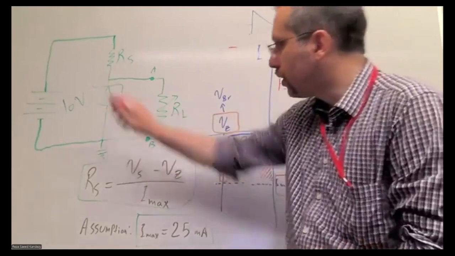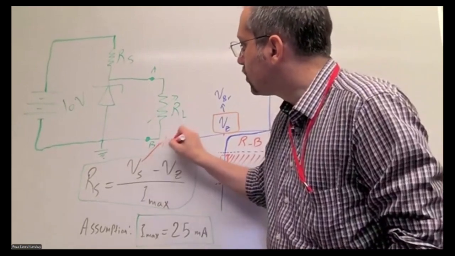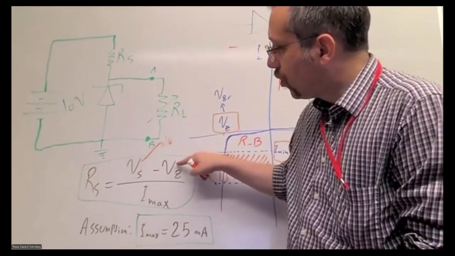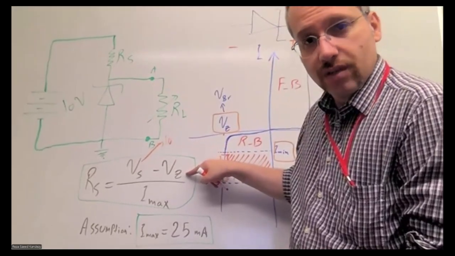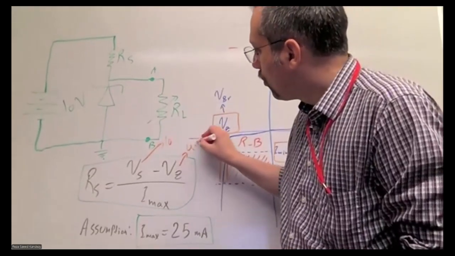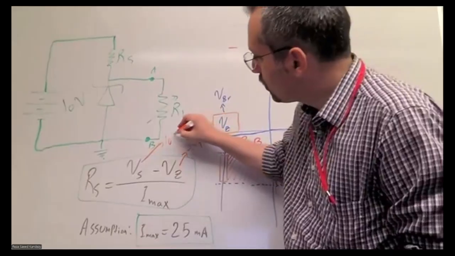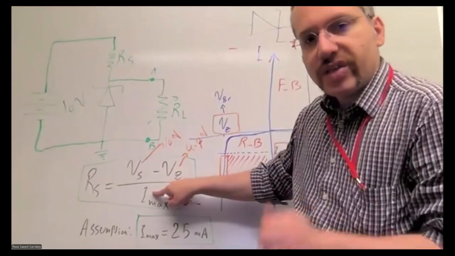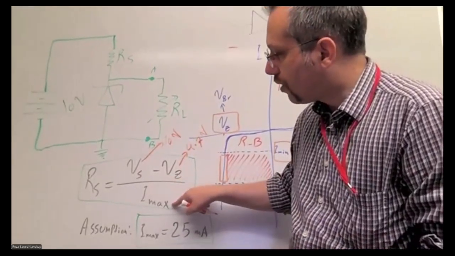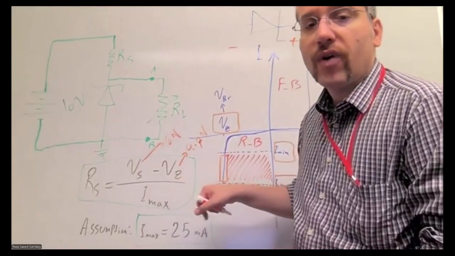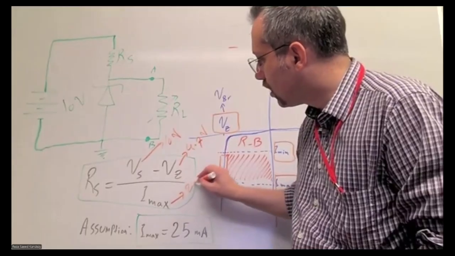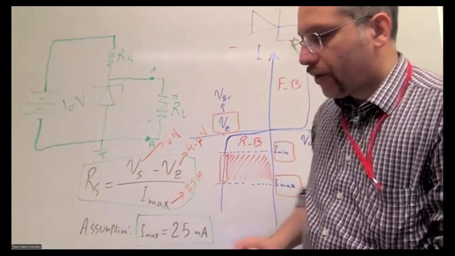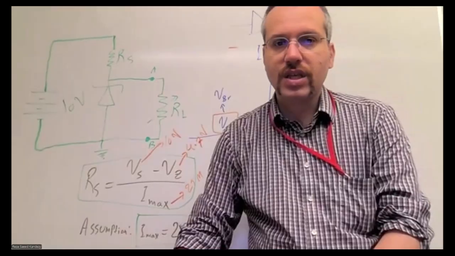Let's write it down. We know that the input voltage is 10 volts. The voltage across the Zener that we chose, as we already said, is going to be 4.7 volts. And in this example, we said we wanted to limit the current to 25 milliamps. So the maximum current is 25 milliamps. Now let's run the calculation and see what happens.